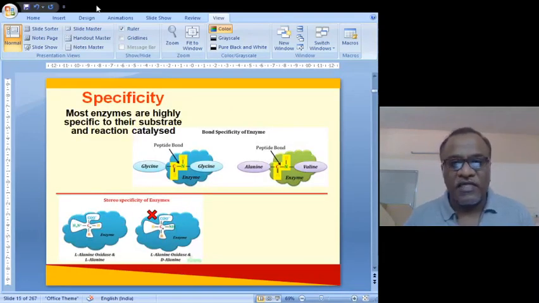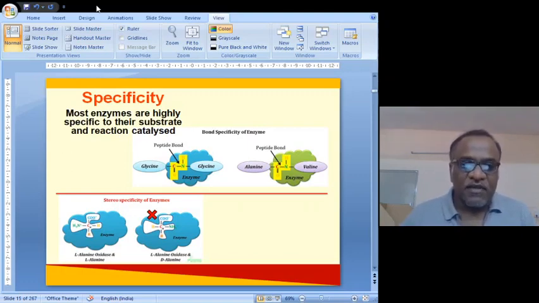So moving on further, the enzymes are highly specific to their substrate and reaction being catalyzed. This is the specificity of the enzymes. For example, the enzymes show bond specificity. That is bond specificity of the enzymes. Here you can see the specificity is towards the peptide bond, and here also it is about the peptide bond.